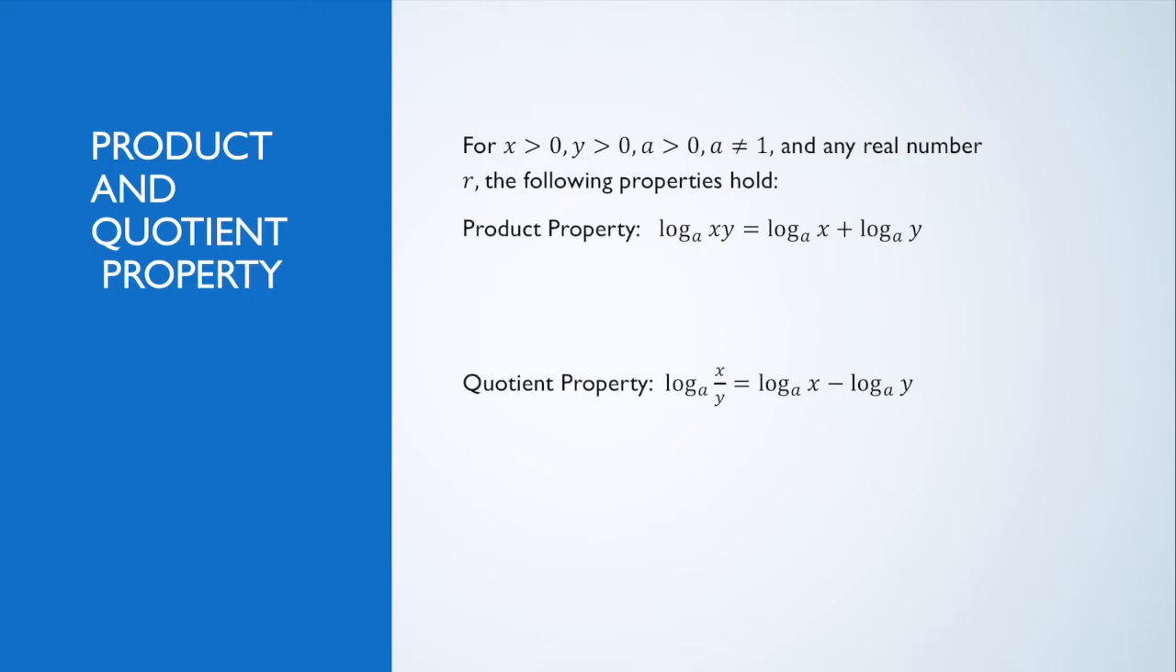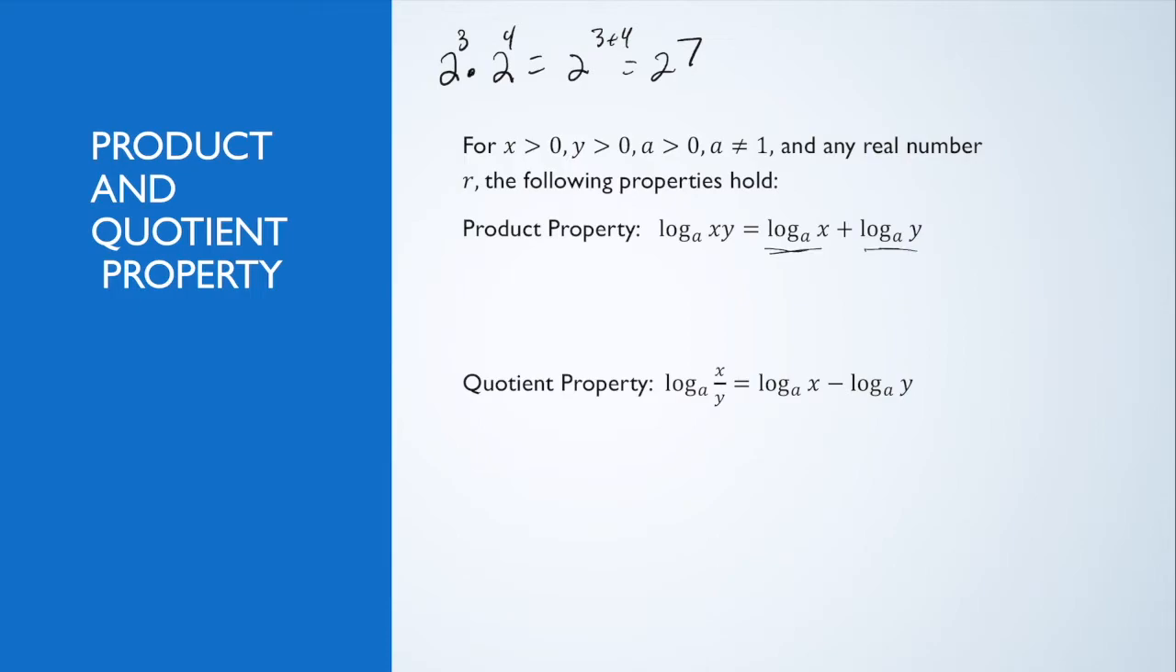Next, we have our product and our quotient property. If I have log base a of x times y, that's the same as log base a of x plus log base a of y. And this makes sense. Remember, if I have a logarithm, what I'm getting back out is the exponent. And if I was to multiply two exponents, what we do is we add their powers. So because these are the exponents, it makes sense that we should add them.